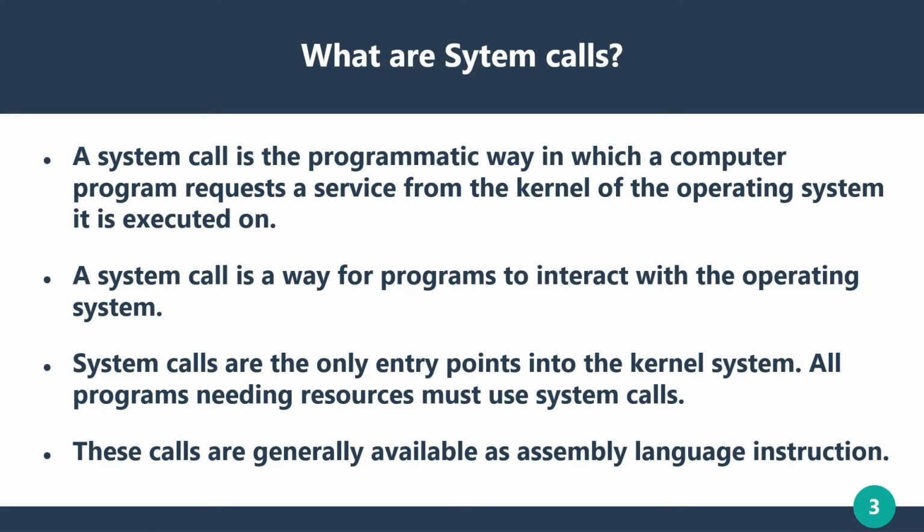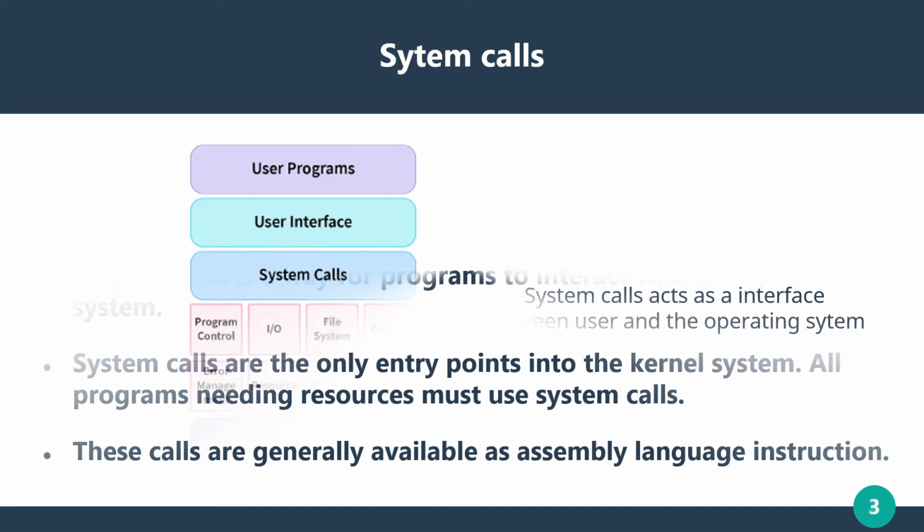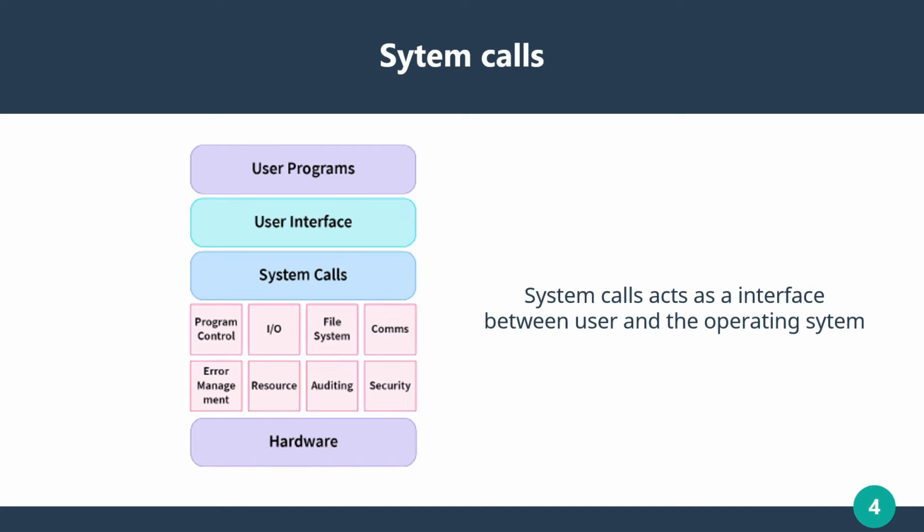What are system calls? A system call is the programmatic way in which a computer program requests a service from the kernel of the operating system it is executed on. A system call is a way for programs to interact with the operating system. System calls are the only entry points into the kernel system. All programs needing resources must use system calls. These calls are generally available as assembly language instruction. System calls act as an interface between user and the operating system.